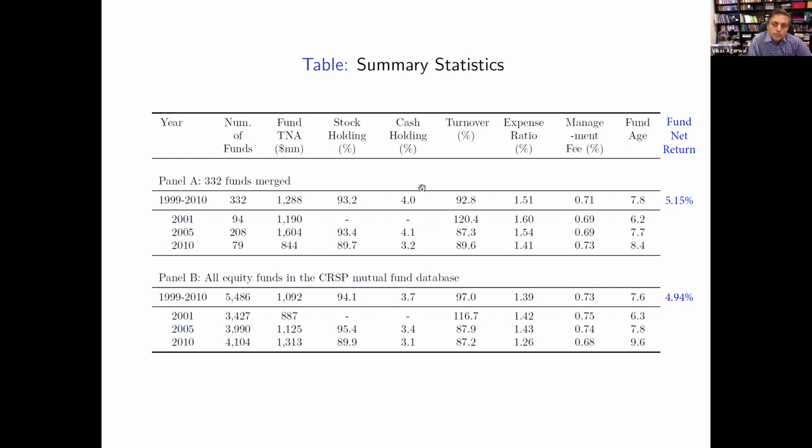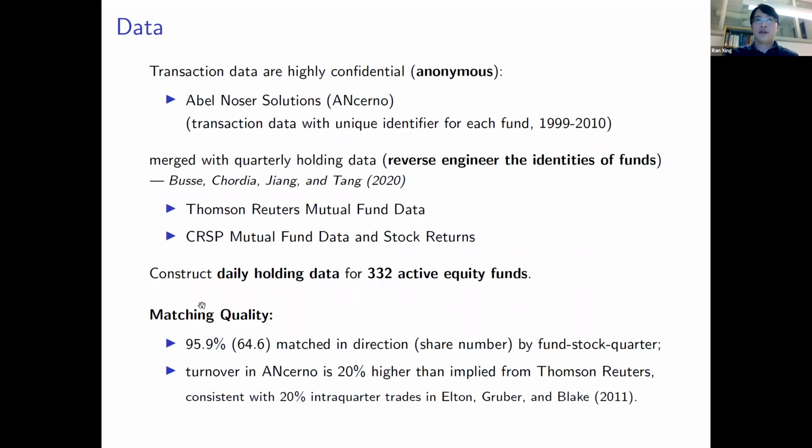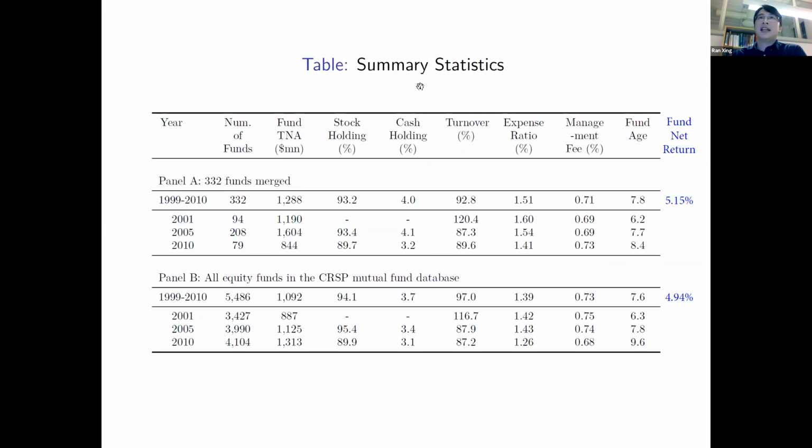Okay, then we'll continue with the data part. So now I've shown you that we're working on 332 active equity mutual funds, with very high matching quality between the quarterly holding data from Thomson Reuters and the external data. And it's relatively complete based on the percentage of intra-quarter trades. This table shows the summary statistics of our sample in panel A, and also the sample in panel B, and for all the equity funds in the CRSP mutual fund database.